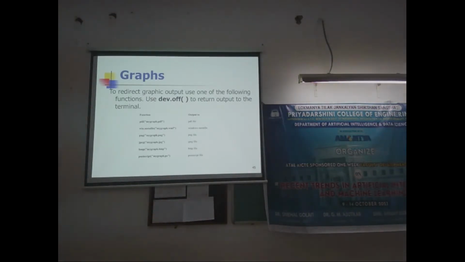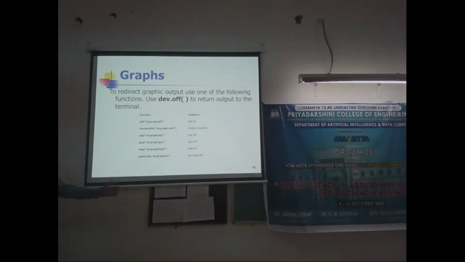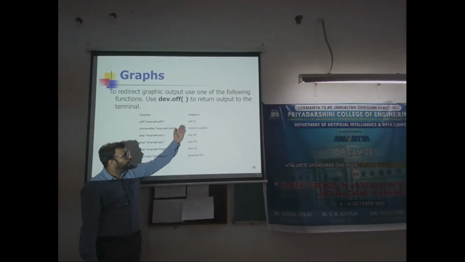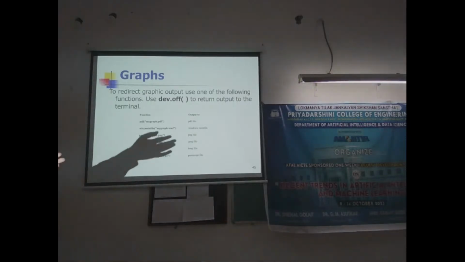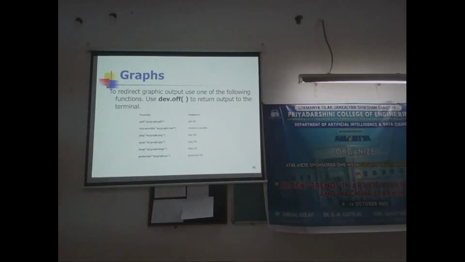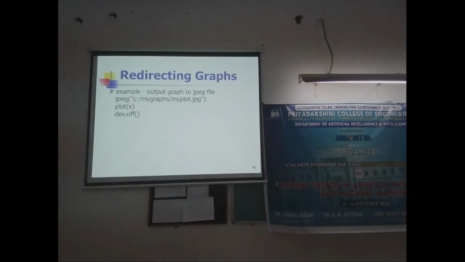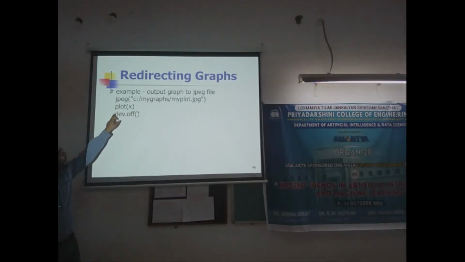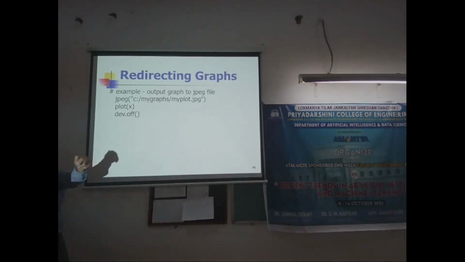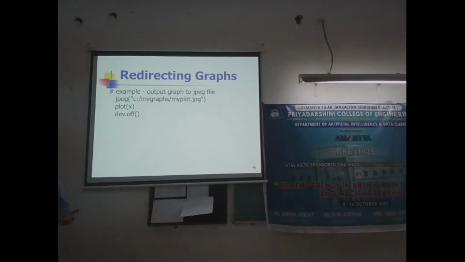So there is something called the device function, right? Where you can save your output in different formats: PDF format, Windows metafile, PNG, JPEG, whatever format you want. And how can you use this function? Whatever I want to save, I can save at a certain location, I can plot it out, and just write dev.off and it will save it out, right?